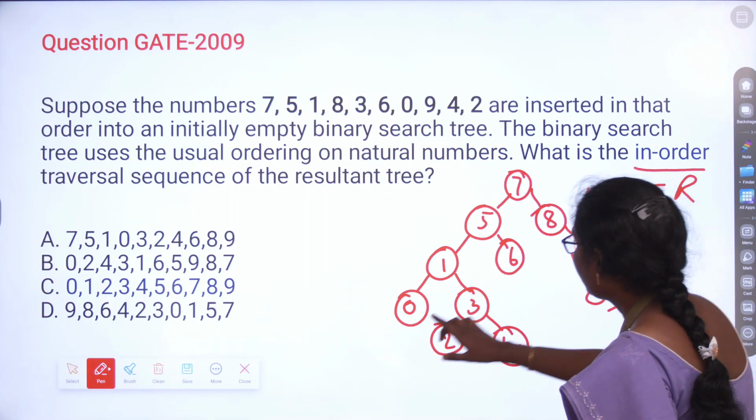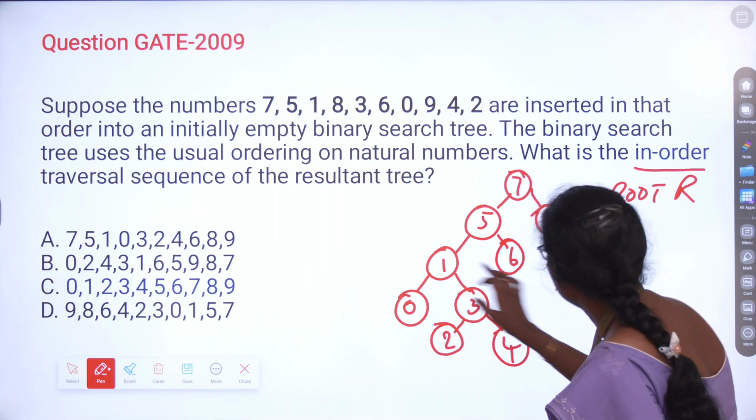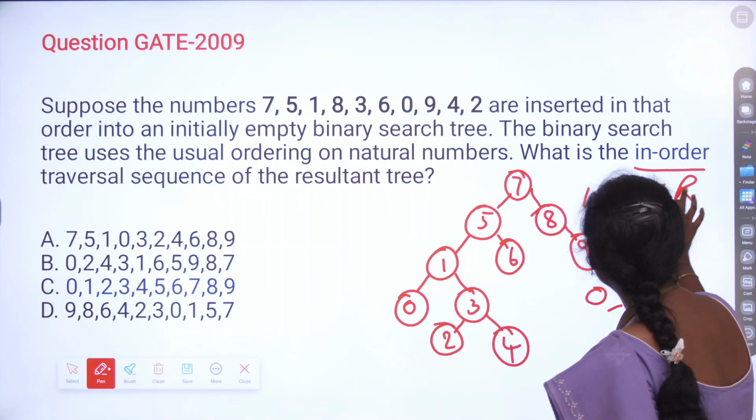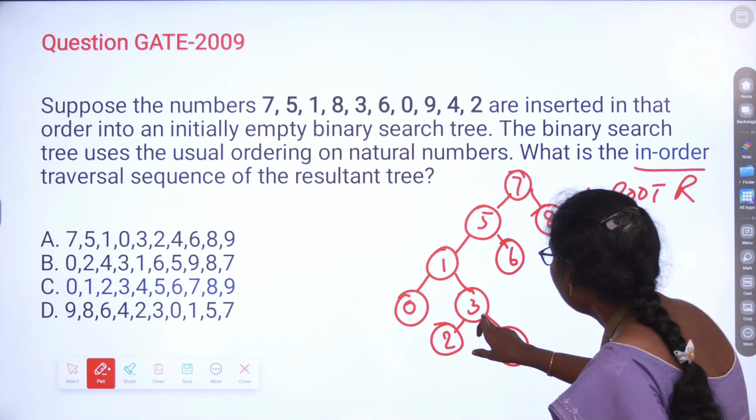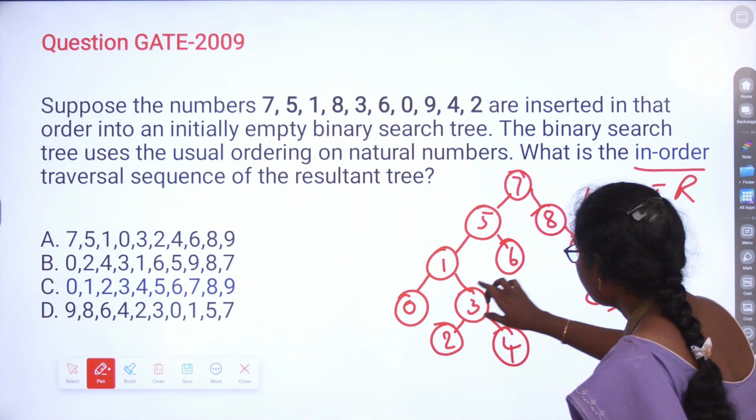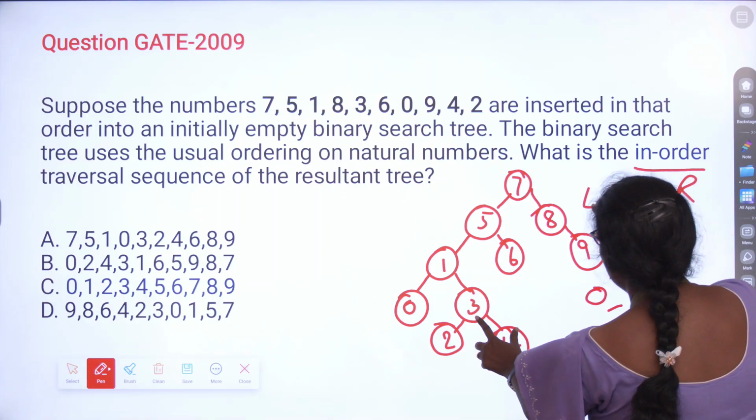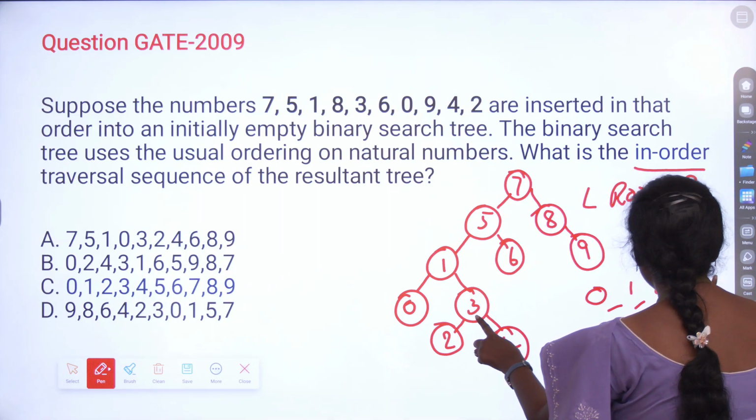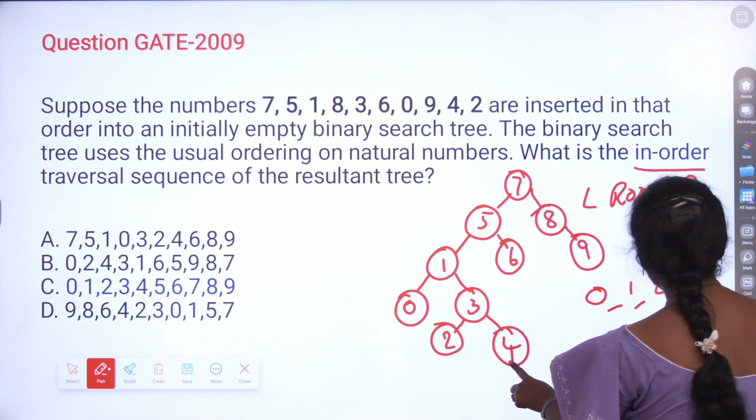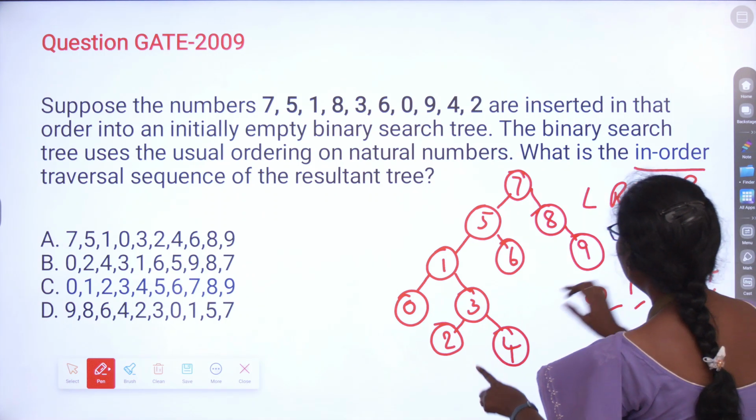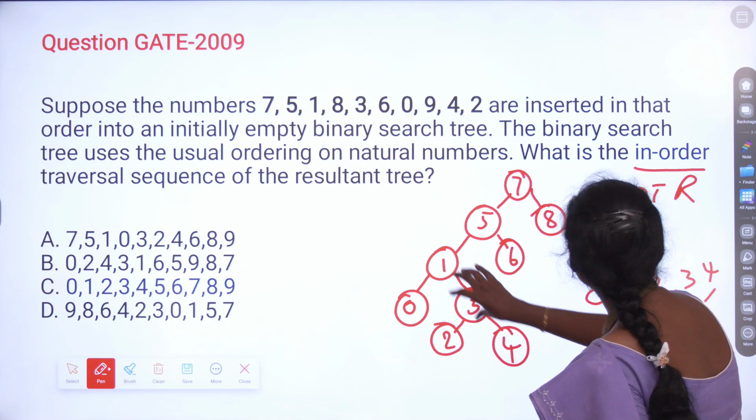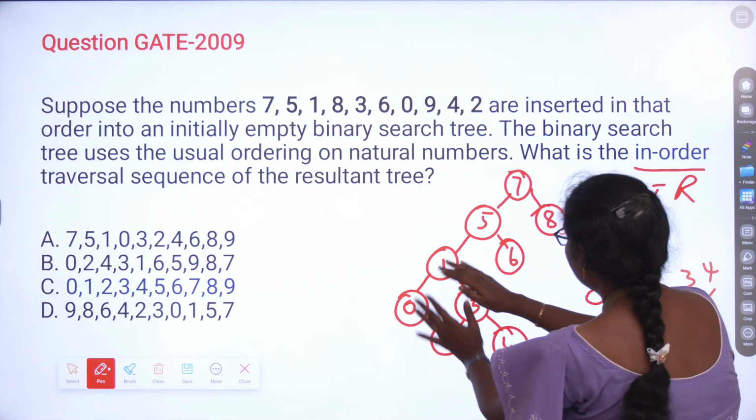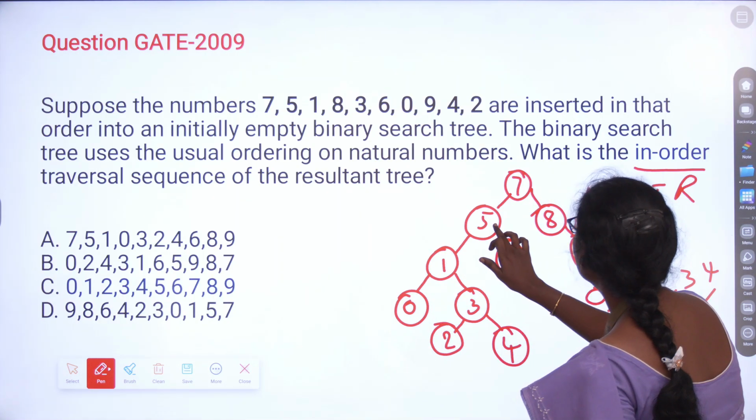Next is root. For 0 what is root? 1. Next is right. For right what is there? 3. Again it's a subtree. For this subtree what is left? Left is 2, root is 3 and right is 4. So now left completed, root completed, right completed. This is the left part for 5.